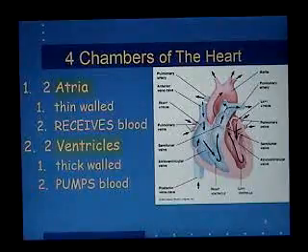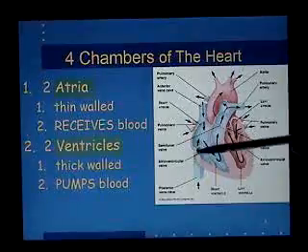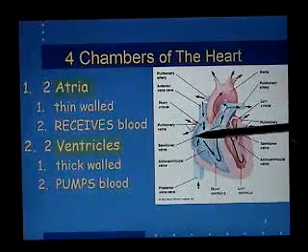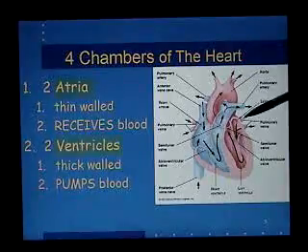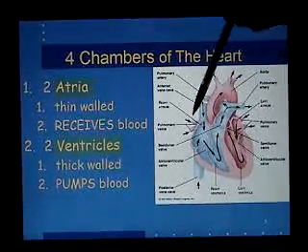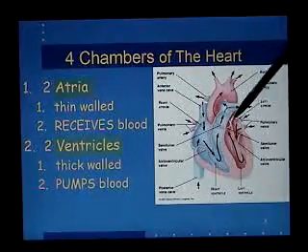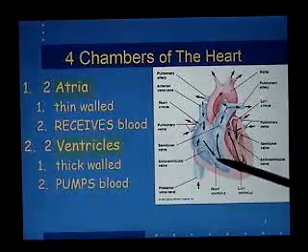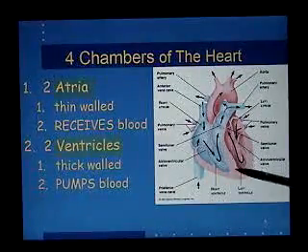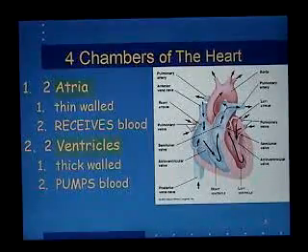So the two atria, they're very thin-walled and they receive the blood. Remember, your blood is returning from the body and it's coming into the right atrium. And when it's returning from the lungs, from the right and left lungs, it's coming from these blood vessels as well, it returns into the left atrium. So they're receiving blood. And then you've got two ventricles, your right and left ventricle, and they're very thick-walled because they're contracting, and they're pumping the blood through the body.